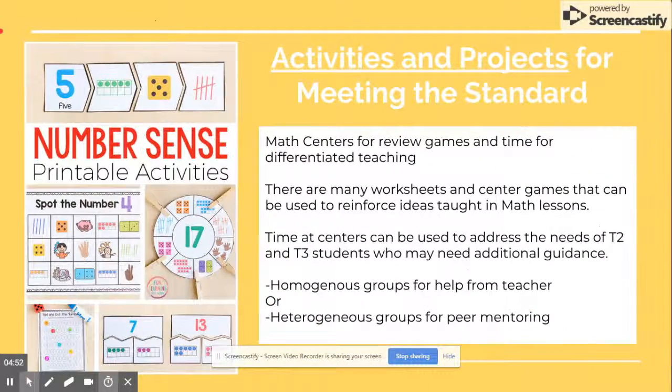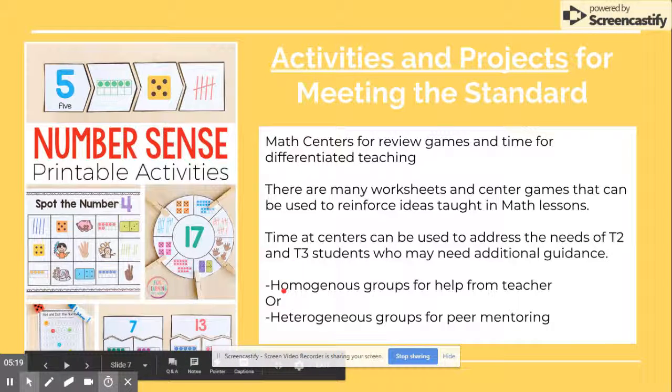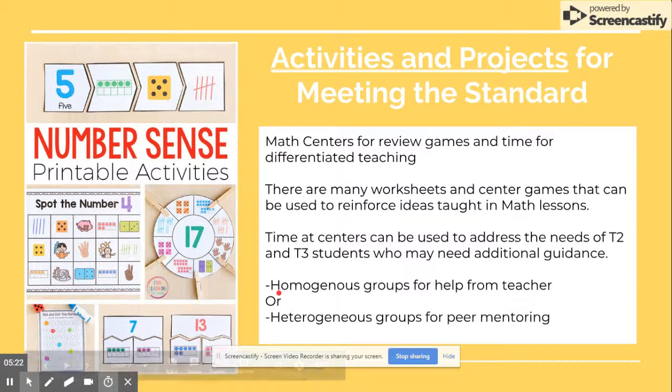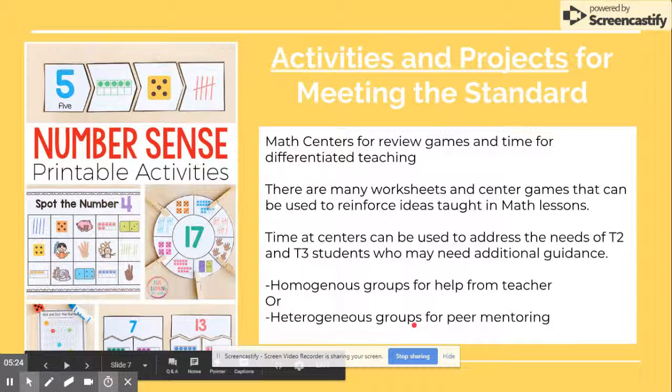And the last one is more games for my math centers that would give me time to do differentiated teaching in the groups. There are a lot of things I found that would help reinforce the skills of this standard. And I like that when they're at their centers I can go to the tier 2 and tier 3 students who need additional assistance with these ideas, and I can provide them that support. And it also gives me an opportunity to challenge the students who need more of a challenge. I can give them more difficult games or some other activities that will challenge them further.